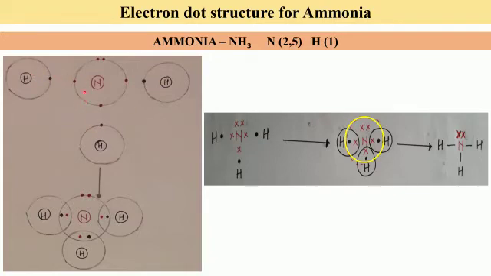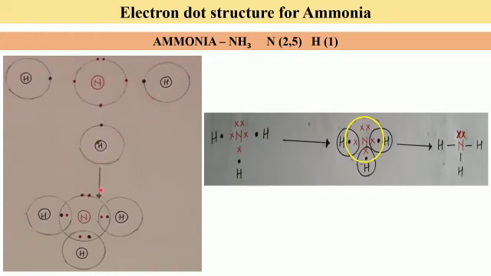Now nitrogen needs 3 electrons to become stable and establish octet. Hydrogen as usual will need 1 to establish duplet. So hydrogen has only 1 electron. It will share its 1 electron with this electron of nitrogen. Nitrogen will share 1 more electron with this hydrogen and the 3rd electron with this hydrogen. So nitrogen will share 3 electrons with 3 hydrogen atoms respectively.